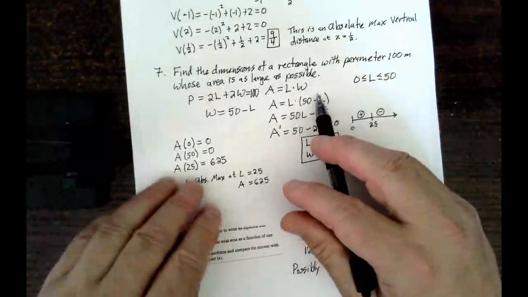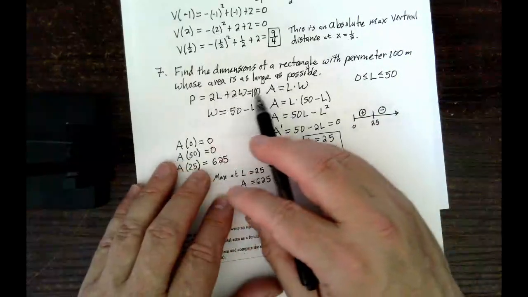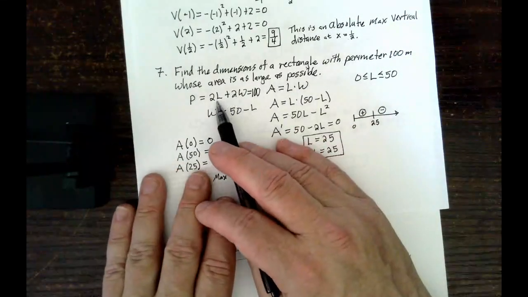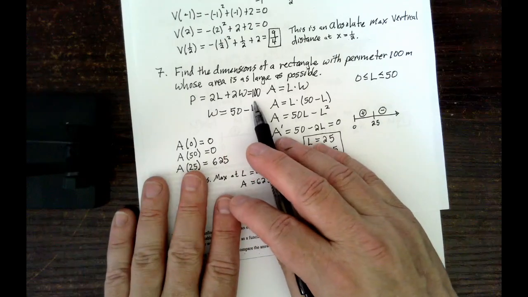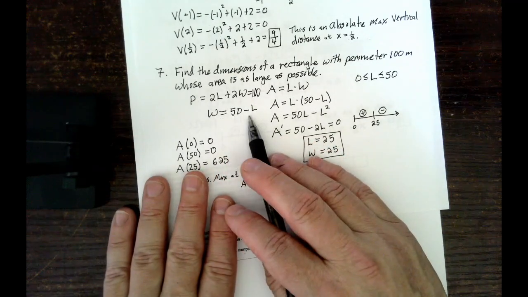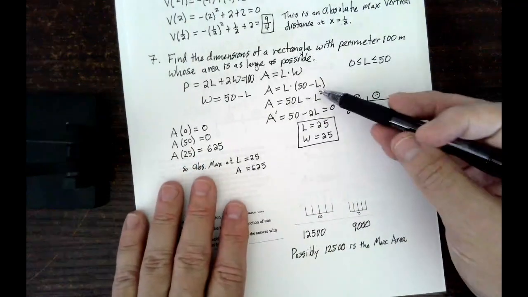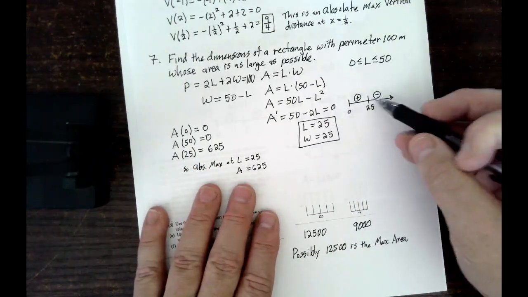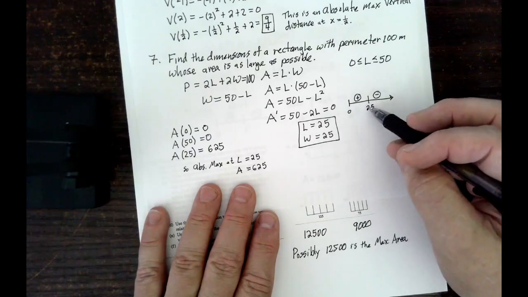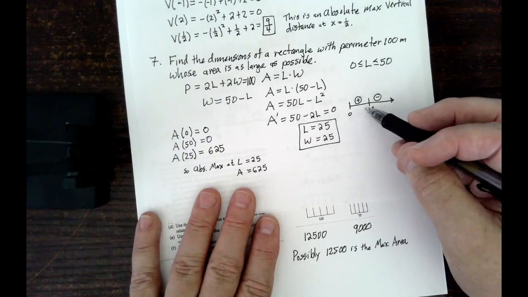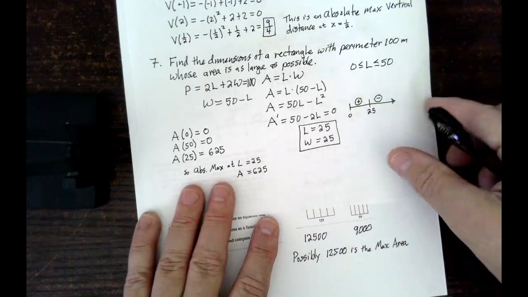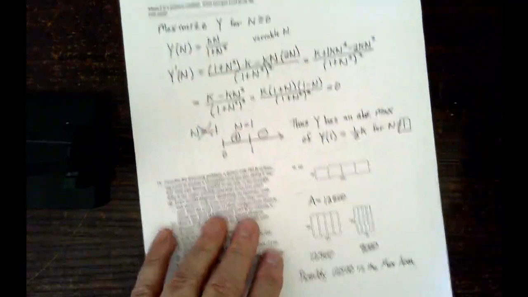Find dimensions of a rectangle with perimeter 100 whose area is as large as possible. So the perimeter of the rectangle is 2L plus 2W equals 100. You can solve for W this way and plug it into here. Now you've got area in terms of only L. Take the derivative, set it equal to 0, and you get 25, and you find that 25 is a length that gives you a maximum, and you find that W has to be 25 as well.